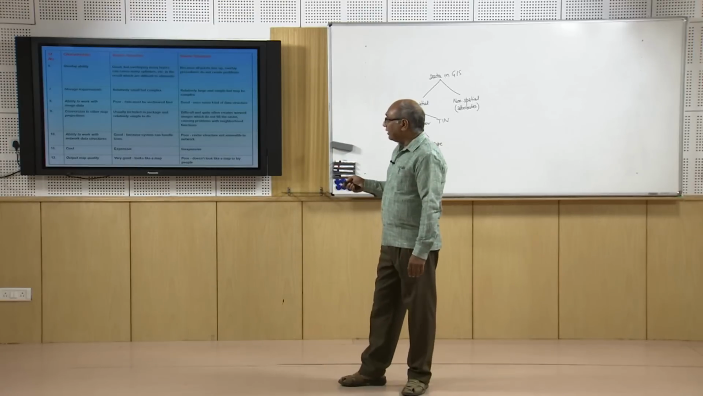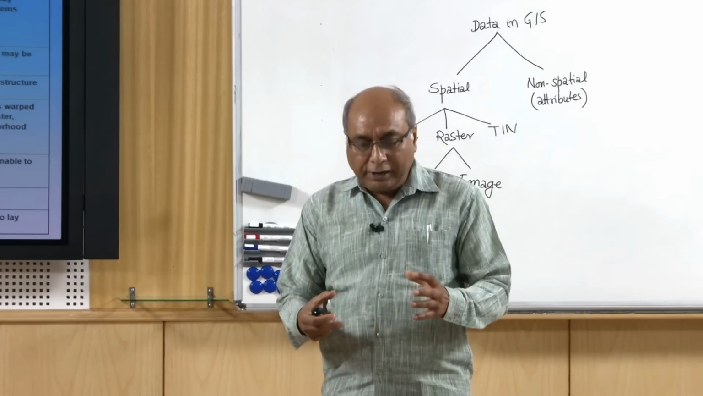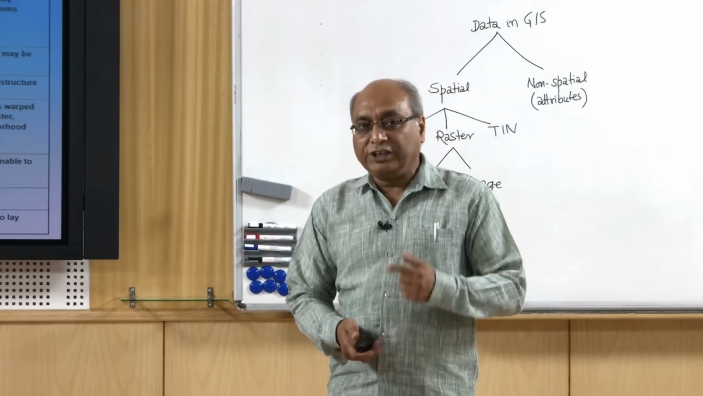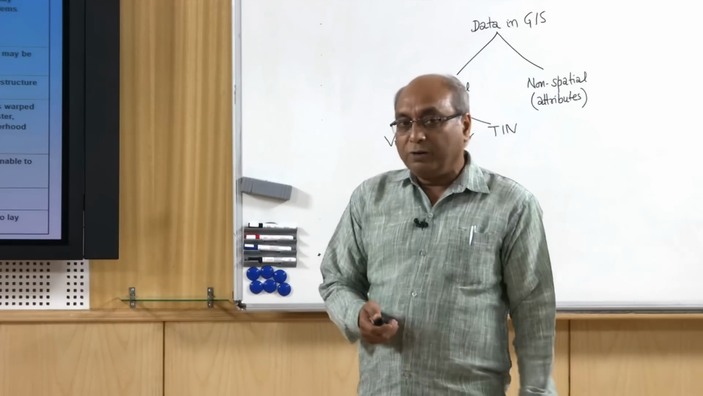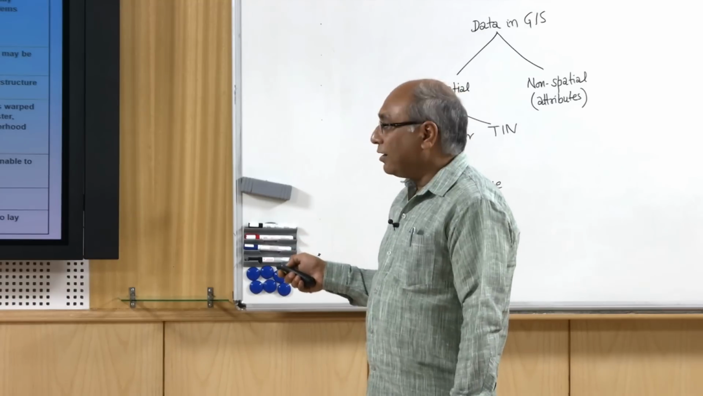Another characteristic is overlaying ability. With vector it is good, but after some time you start seeing splinters. That means a lot of polygons will come after overlaying 4 or 5 polygon layers, and interpretation or usage of such maps becomes very difficult. But in the case of raster, that problem will never arise.